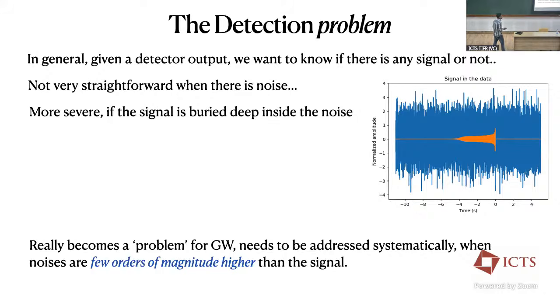So the noise can be of the order of 10 to the power minus 19, 10 to the power minus 20, whereas the gravitational wave signal amplitude can reach as high as 10 to the power minus 22. So there is an order of magnitude 3 difference. So it really becomes a problem for gravitational waves, and we should address it systematically.